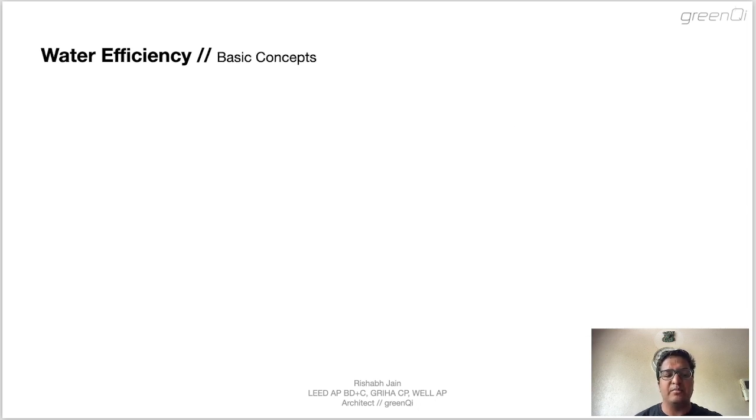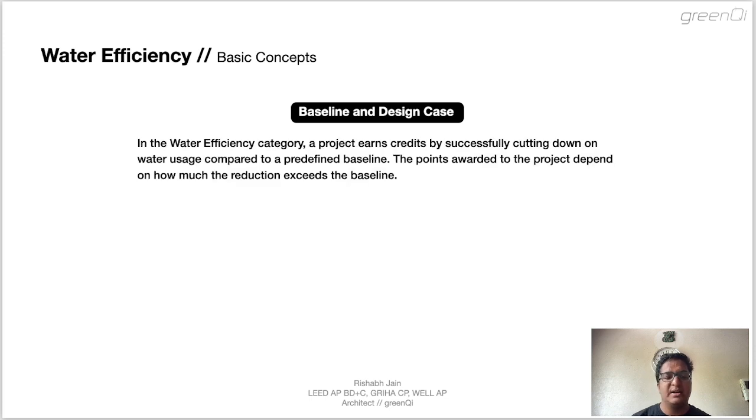So before moving ahead to strategies, we need to understand some basic concepts and terminologies that we will be referring to while discussing the strategies. The first thing is, what is a baseline case and what is a design case. In water efficiency category, a project earns credit by successfully cutting down on water usage compared to the predefined baseline. The points awarded to the project depend on how much the reduction exceeds from the baseline. So basically, in this category, when someone works on a project, they can earn points by using less water than what is considered normal or expected.